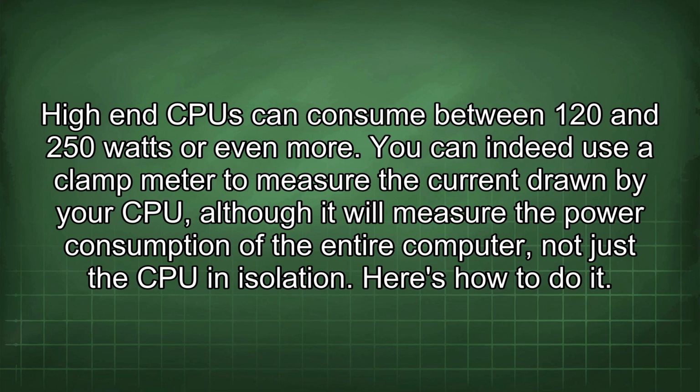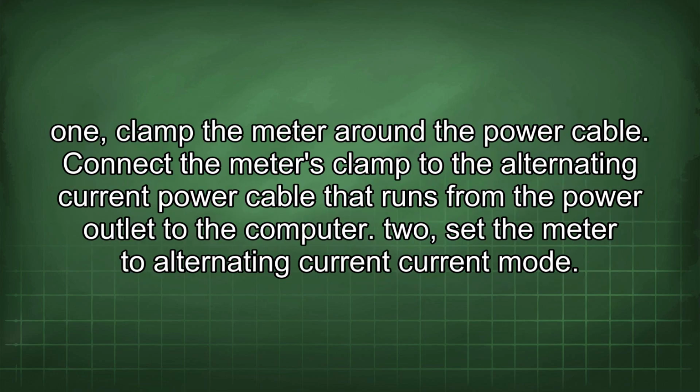You can indeed use a clamp meter to measure the current drawn by your CPU, although it will measure the power consumption of the entire computer, not just the CPU in isolation. Here's how to do it. 1. Clamp the meter around the power cable. Connect the meter's clamp to the alternating current power cable that runs from the power outlet to the computer.